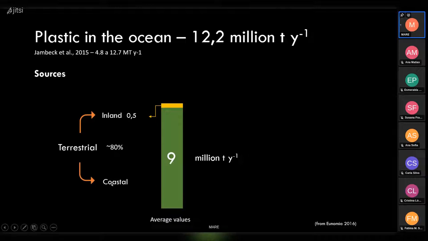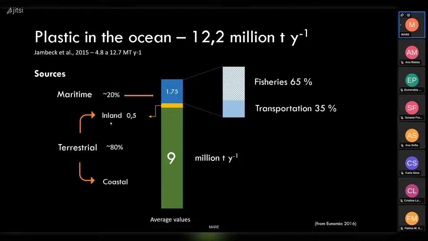Coastal, mainly coastal, it's 9 million. Also, 9 million tons of plastic from the coastal areas, coastal zones, and also inlands. And then there is a maritime origin also, sea-based plastic, mostly because of fisheries and transportation. Transportation now accounts for like 90% of all transportation in the world, so it's done by sea, so it's really making it even worse.